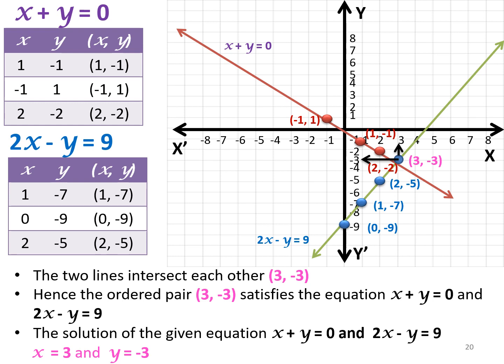3 comma minus 3 will satisfy both my equations, x plus y is equal to 0 and 2x minus y is equal to 9. So the solution of the given equations x plus y is equal to 0 and 2x minus y is equal to 9 is x is equal to 3 and y is equal to minus 3.